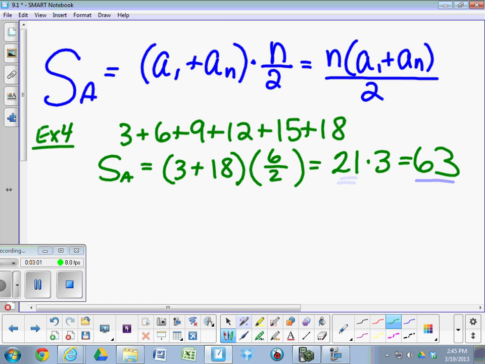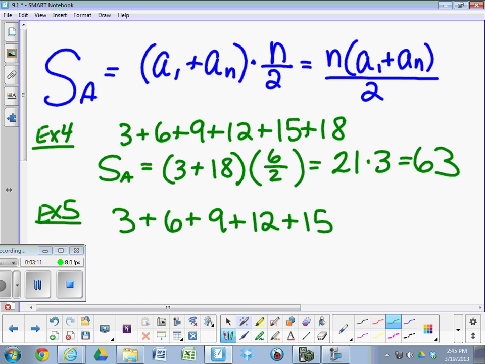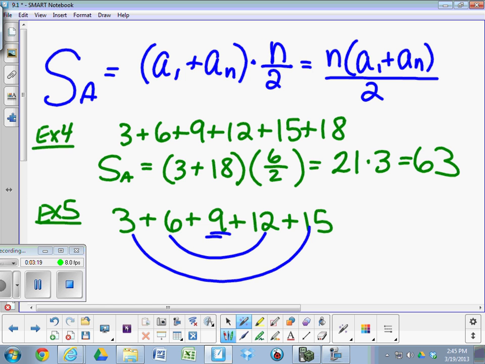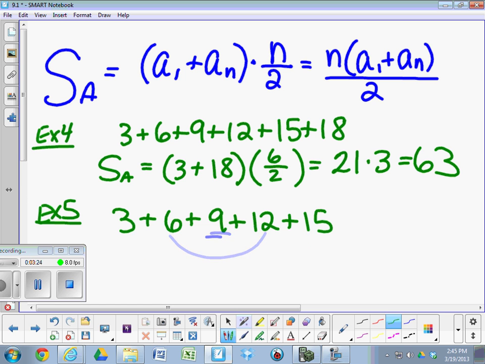Let's explore an odd number now. What if the 18 wasn't on the end? Example 5. 3, 6, 9, 12, 15. Now, does everybody have a buddy? No. Who doesn't have a buddy in the buddy system? Aw, poor 9. Let's see if the formula still works. You ready? The formula says as long as it's arithmetic, this should work. Ben, what's the first term? Last term? 15. How many are here this time?